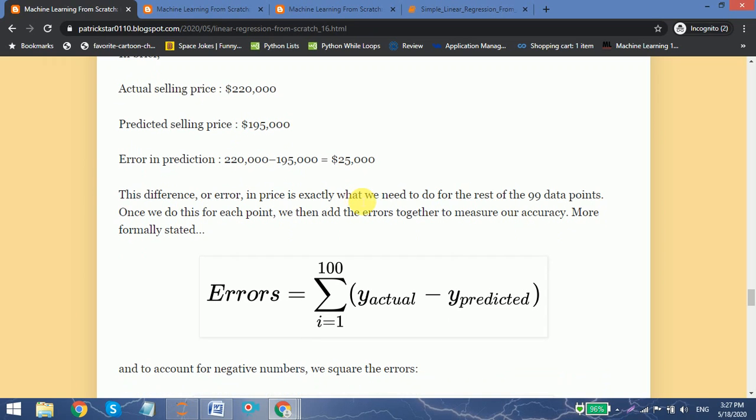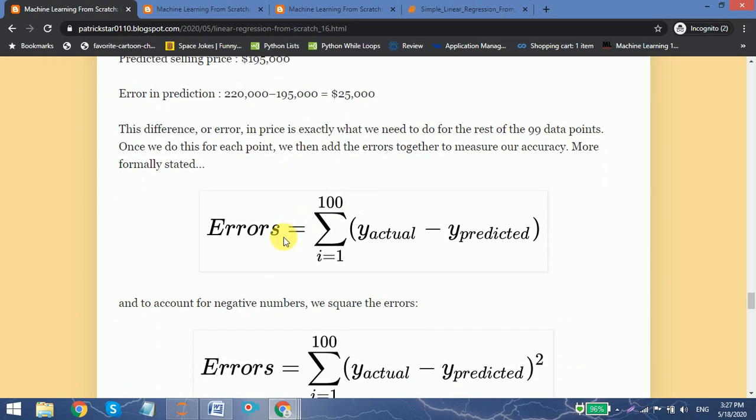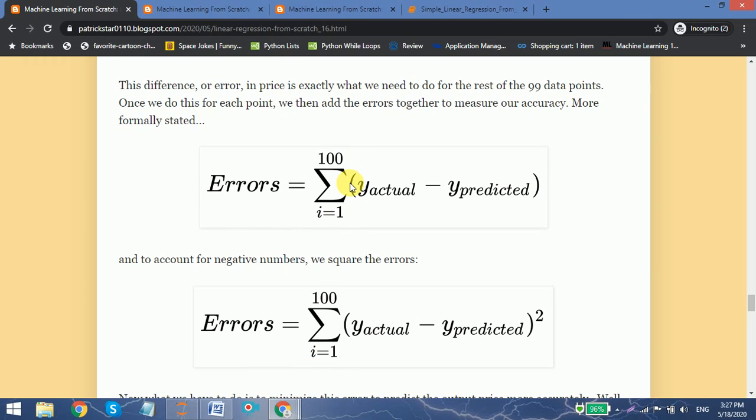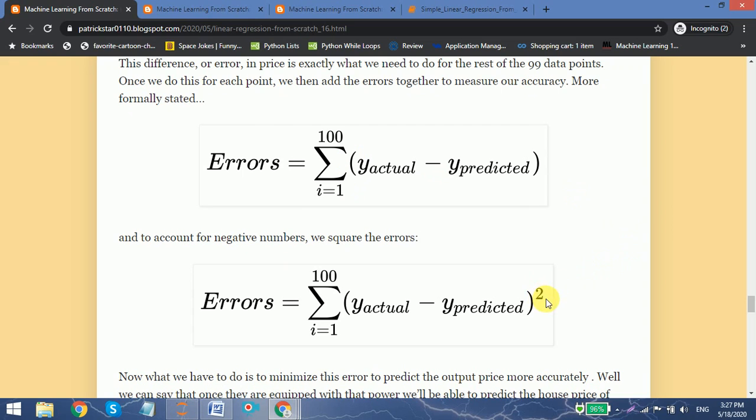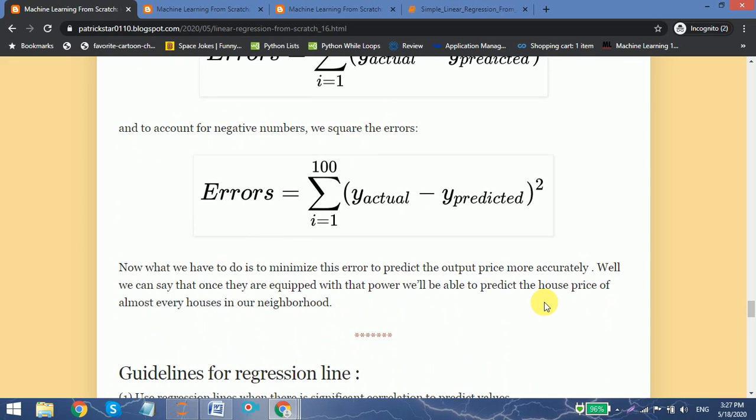Okay, so what we are doing here is we calculated the error as y actual minus y predicted, and we do this for all of our data sets, and then we calculate the square of this value, so that if our predicted value is more than our actual value, we don't get a negative value. We square it to get only the absolute value. So here is how we are going to calculate our error, and we define our regression line as the line which gives us the least error.